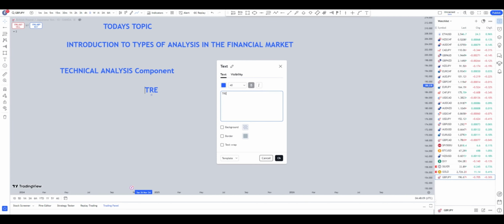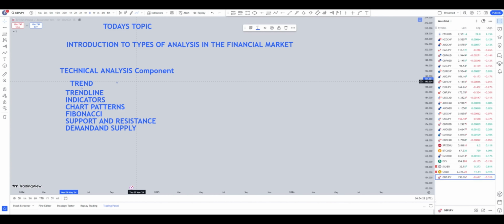We have trend line, we have indicators, and patterns, which we call price patterns or chart patterns. Also tools like Fibonacci, the normal support and resistance, and also supply and demand. Another very important component of technical analysis is what we call trend. So we'll discuss it in our future video.